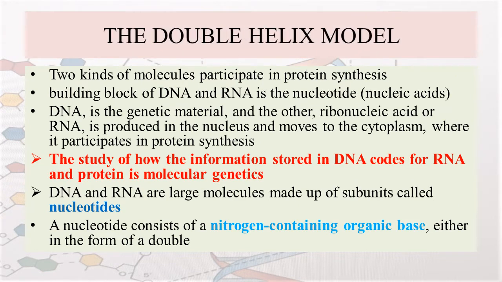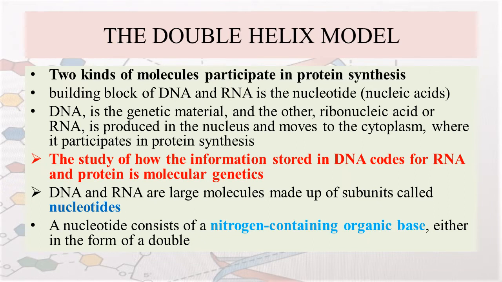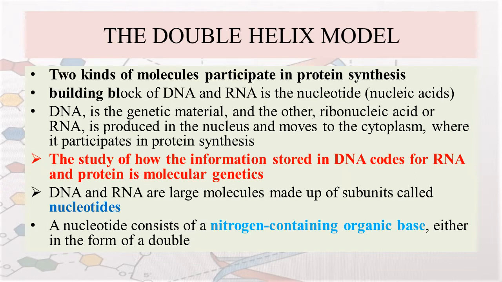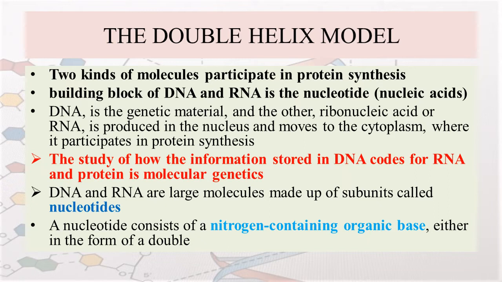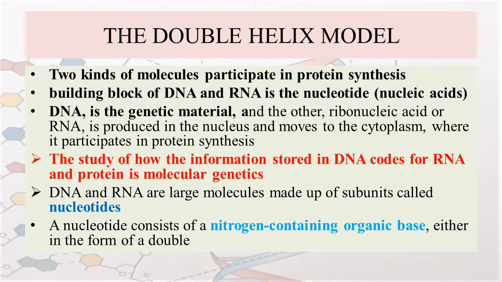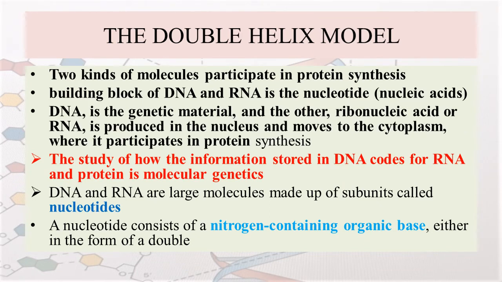Students, now I will tell you about the double helix model of DNA. Two kinds of molecules participate in the protein synthesis, DNA and RNA. DNA is the abbreviation of deoxyribonucleic acid and RNA is the abbreviation of ribonucleic acid. DNA is the genetic material and the other, ribonucleic acid or RNA, is produced in the nucleus and moves to the cytoplasm where it participates in the process of protein synthesis. The study of how the information stored in DNA codes for RNA and protein is called molecular genetics.